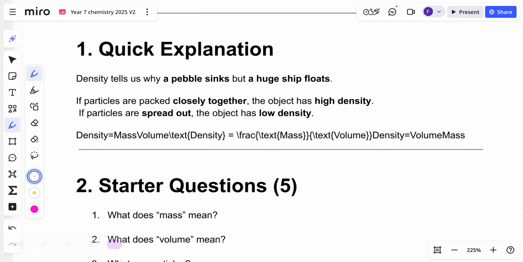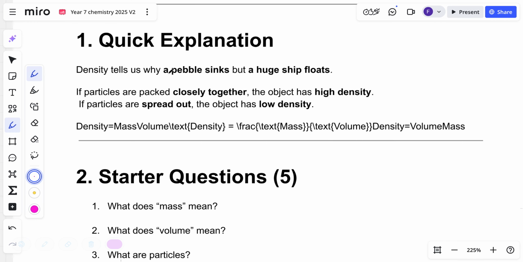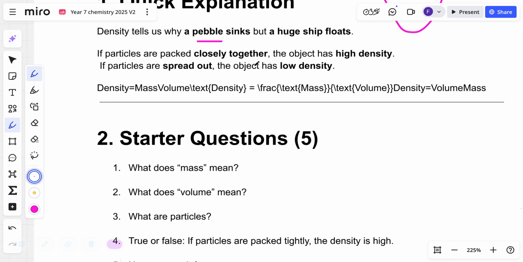All right. This whole idea of density tells me things about flow. A pebble has greater density than water, so a pebble sinks. Huge ships don't, because their average density, the hull might be made of metal, which is really dense, but the rest of it is air. So if particles, atoms, ions are packed really tightly together, that's high density. If they're spread out, it's low density.